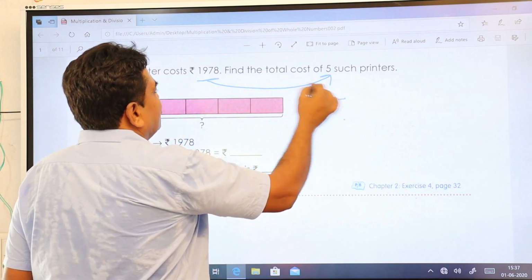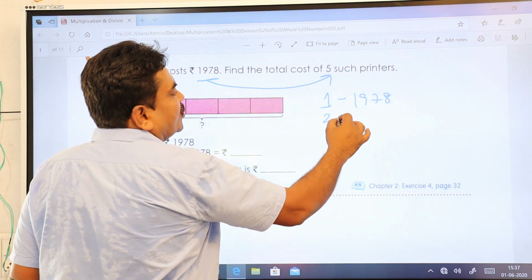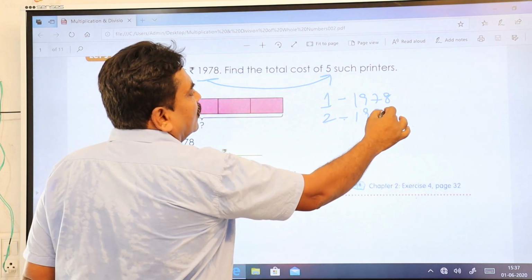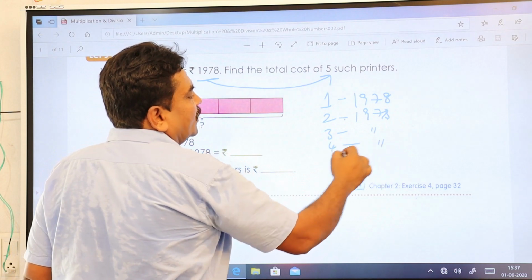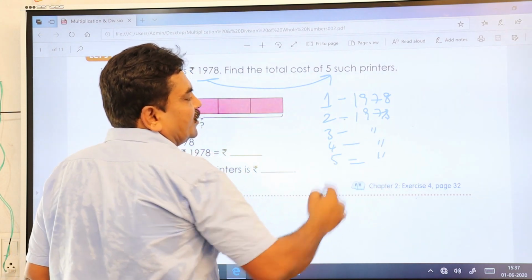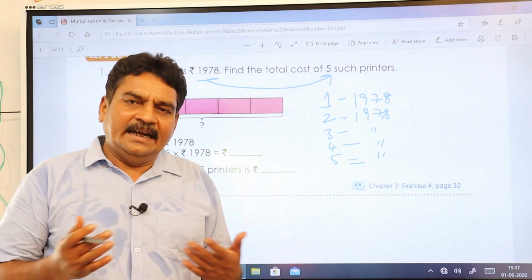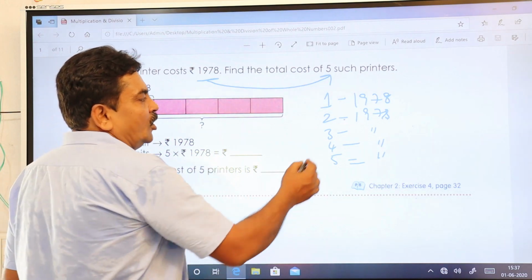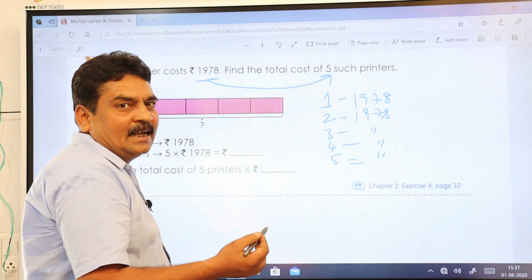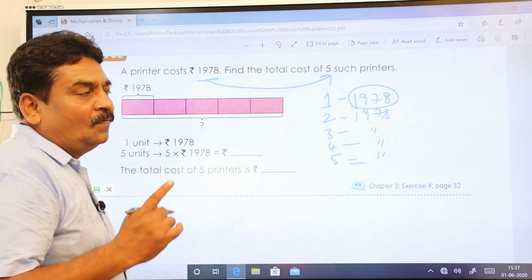One printer cost is this much. Second printer cost is also this much. Third printer cost is also this much. Fourth also this much. Fifth also this much. I told you in the beginning, multiplications are nothing but additions itself, times of additions, right? So instead of adding all these things 5 times, you simply multiply 1978 into 5.